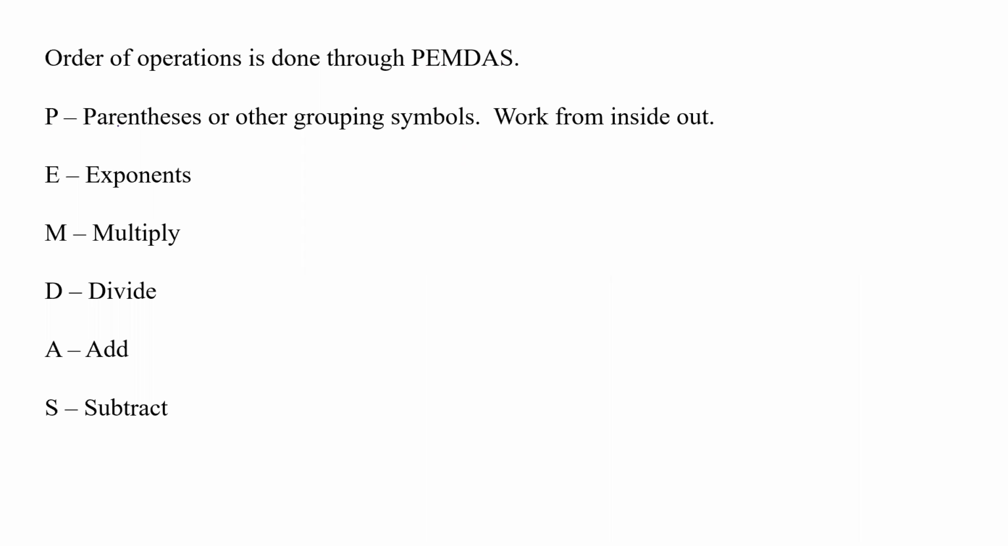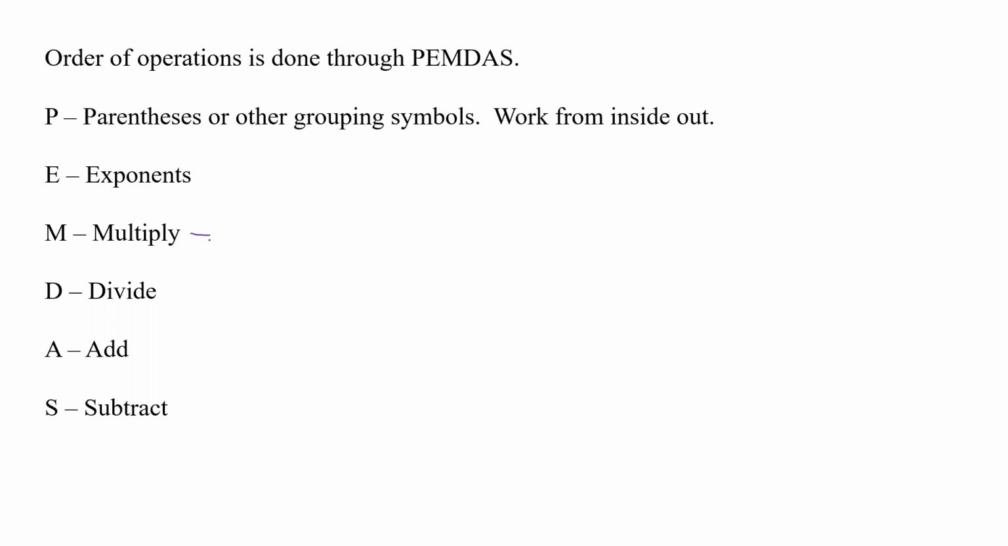P is parentheses or other grouping symbols. And so what we're going to do is work from the inside out. So you work from the innermost set of parentheses or grouping symbols and then work your way outwards. The next one is exponents for E. So then we have all the exponents like x squared, and if x is a 2, then we have 2 squared, so that would be 4.